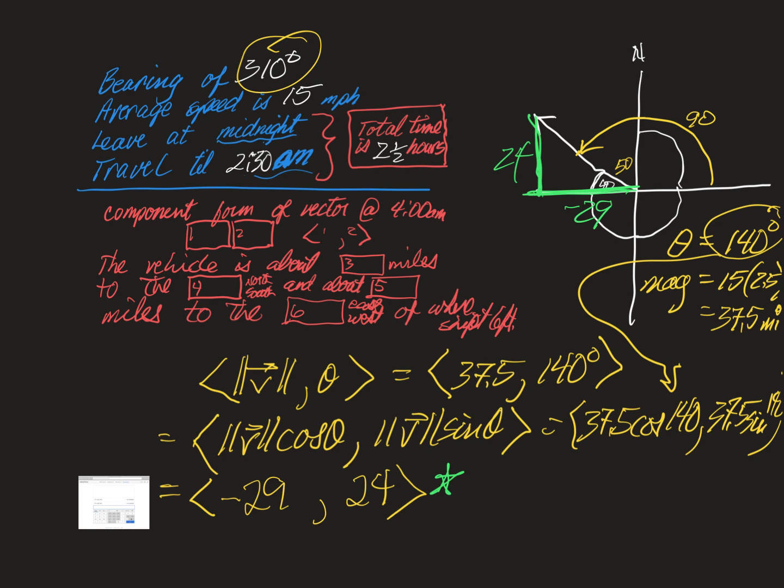So now I want to fill in their answers. So negative 29, 24, all right, is the component form of the vector at, in this case, 2:30 a.m. The vehicle is about blank miles, so that x, this would be west, negative 29 miles to the west of where it started, and about 24 miles to the north. And so what they're doing, I was wrong on what goes in these boxes. They're doing east-west first and north-south second. Why? Because you do the x-coordinate first and then the y-coordinate second. And x's are east-west and y's are north-south.